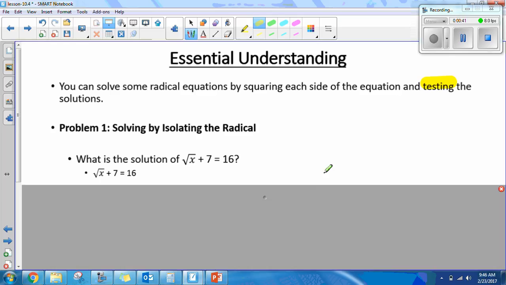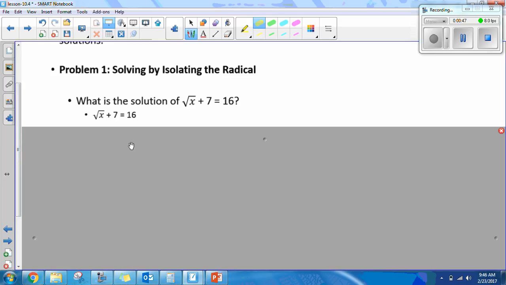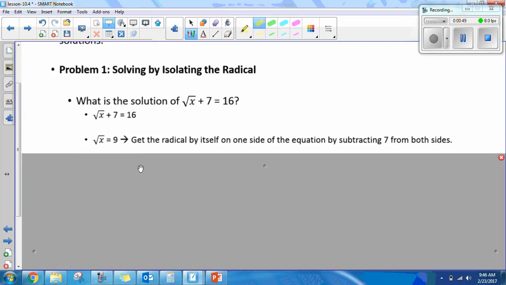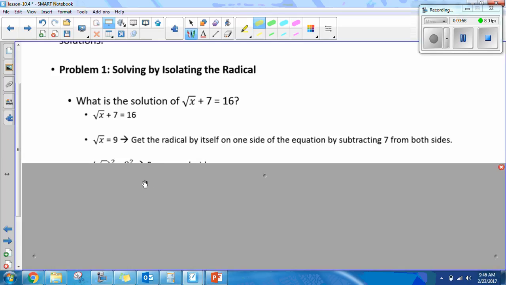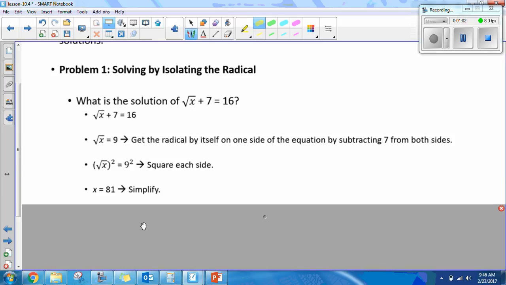Problem 1, solving by isolating the radical. What is the solution of radical x plus 7 equals 16? First, we need to subtract 7 from both sides to get the radical by itself. Then we get radical x equals 9. We're going to square both sides, and that simplifies to x equals 81.